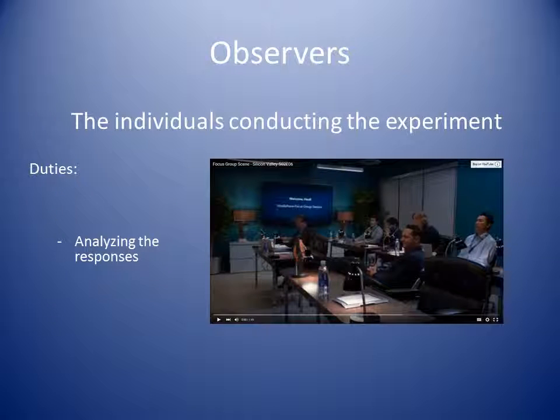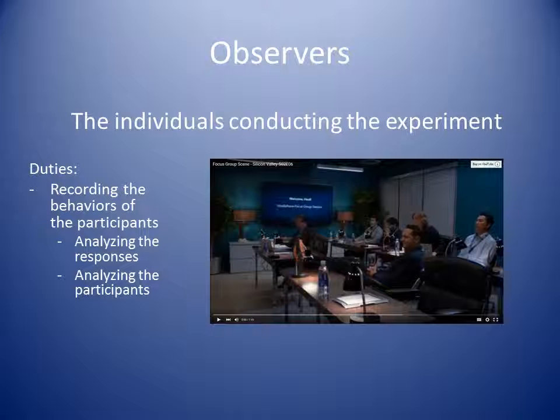Observers, on the other hand, are the individuals conducting the experiment. The duties of the observers are, but aren't limited to, recording the behaviors of the participants, analyzing the responses, and analyzing the participants themselves based on behaviors.